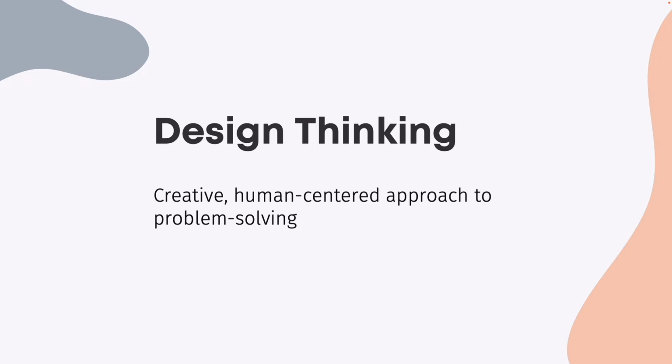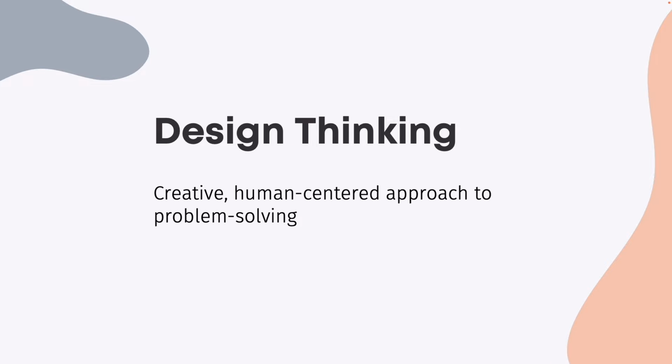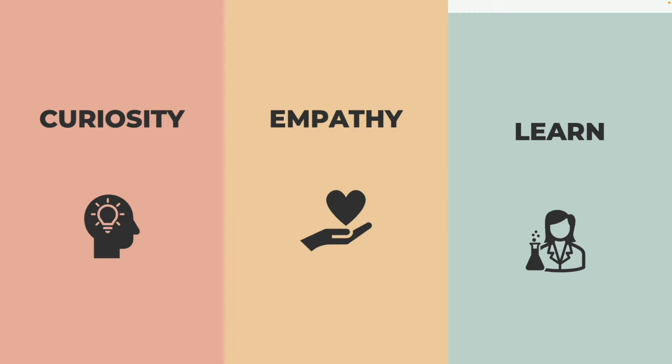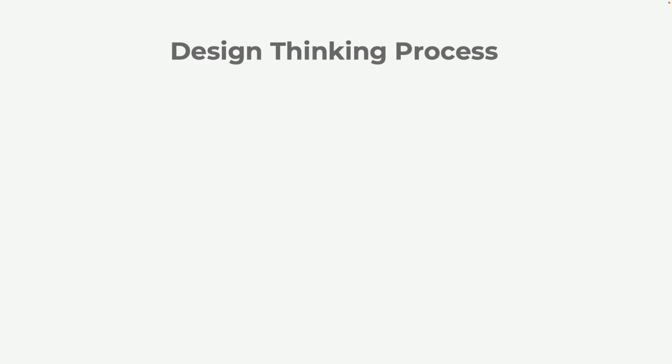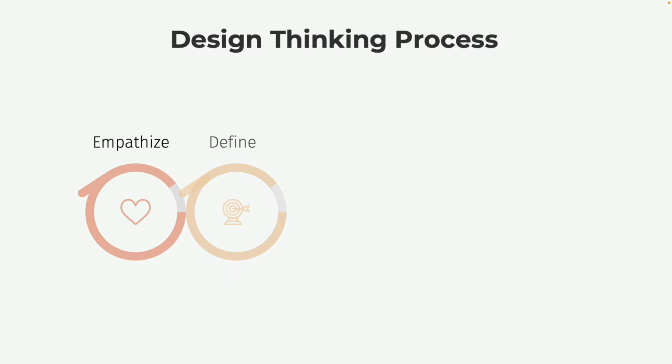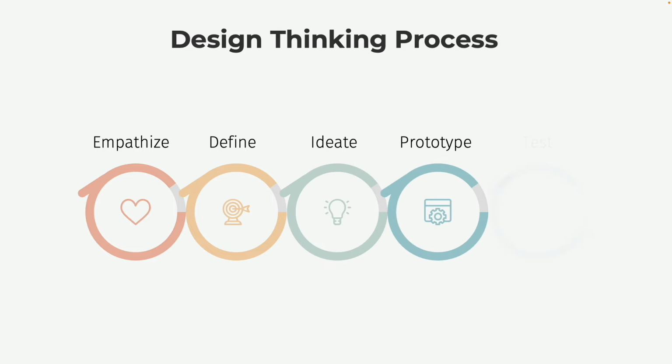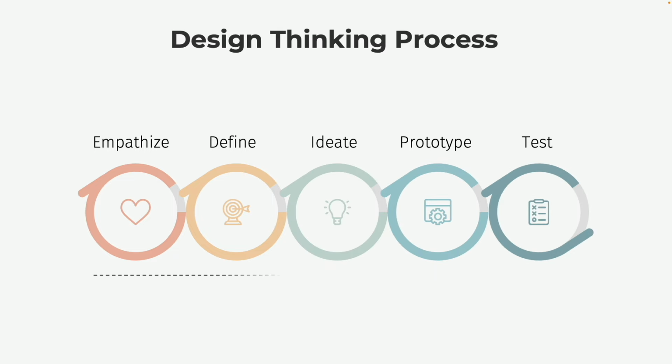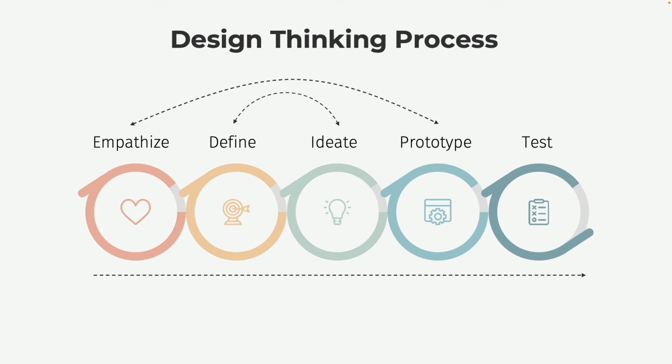Design thinking is a creative, human-centered approach to problem solving. It doesn't require fancy tools or a design background. What it does require is curiosity, empathy, and willingness to learn. There are 5 non-linear stages in the design thinking process: empathize, define, ideate, prototype, and test. When I say non-linear, I mean that you don't have to follow them in a strict order. You can jump back and forth, revisit earlier steps, or even run a few at the same time, depending on what you're learning along the way.